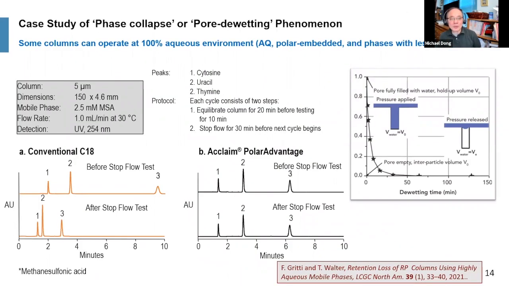Okay, I want to talk about something which you may or may not have experienced, called phase collapse. The better term is called pore de-wetting phenomena, right? And what is it? One of the limitations of the C18 column, even though it's great, is the inability to retain very polar compounds. If a drug is very water soluble, you have no retention in C18. It does not want to go inside and interact with the C18 because it's very polar, such as uracil, right? It's kind of a void marker.